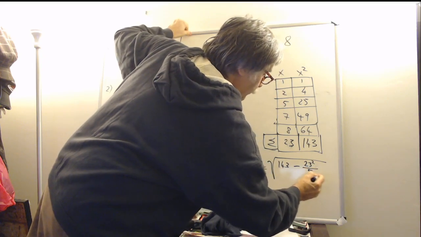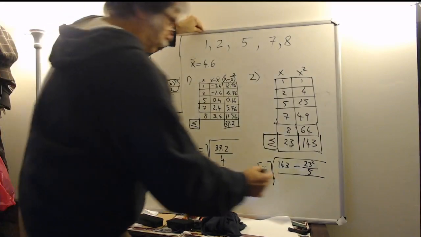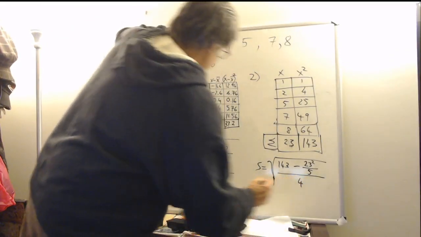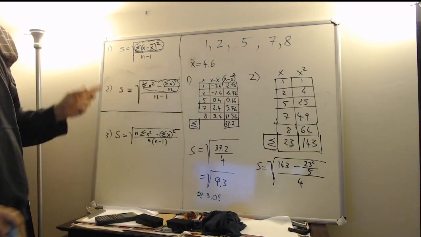In the formula, be careful how you use the formula. And down there, you still have to divide by the 4. 5 minus 1. 5 things, 5 minus 1. Degrees of freedom, 4.